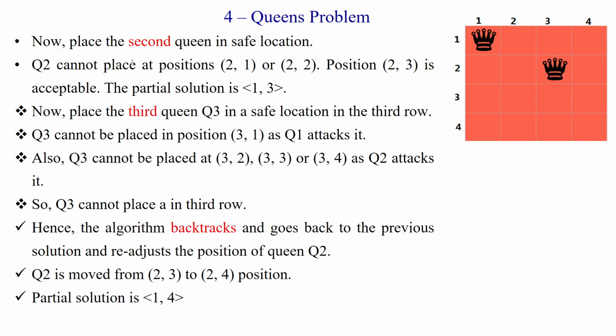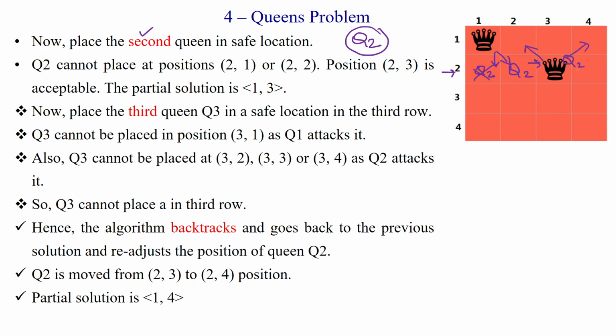Then we are going to select the second queen. The second queen has to be placed in the second row, so we select the position 2,1, second row first column. You cannot place queen 2 there because it is in the same column as queen 1, and you cannot place queen 2 in 2,2 because it is on the same diagonal. So we have to move to the next column in the same row. Here we can place queen 2.